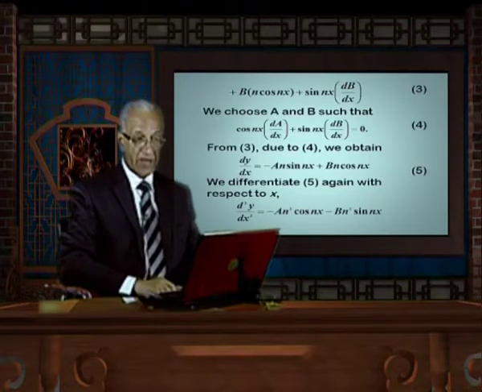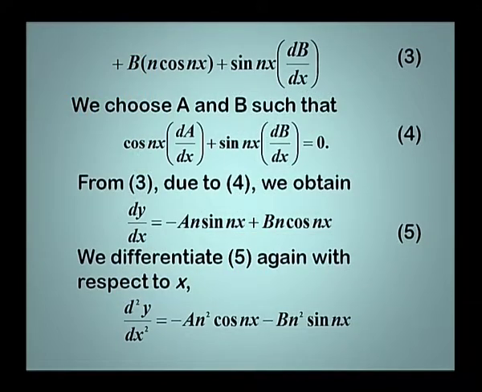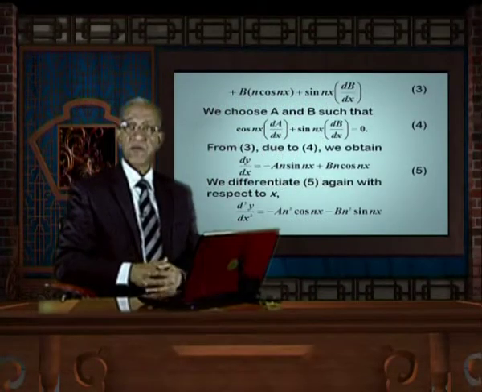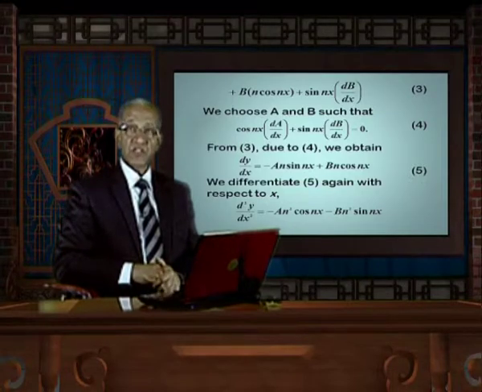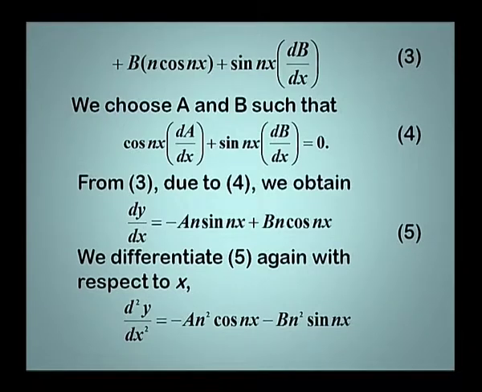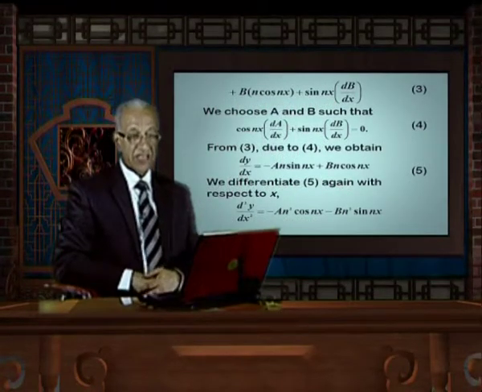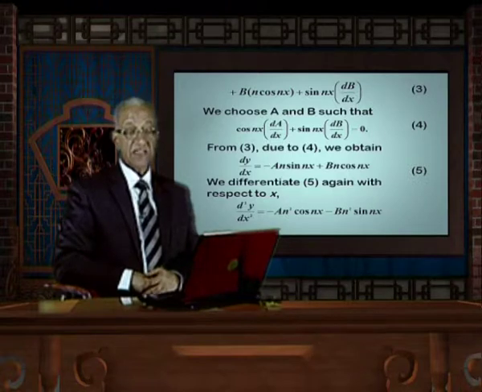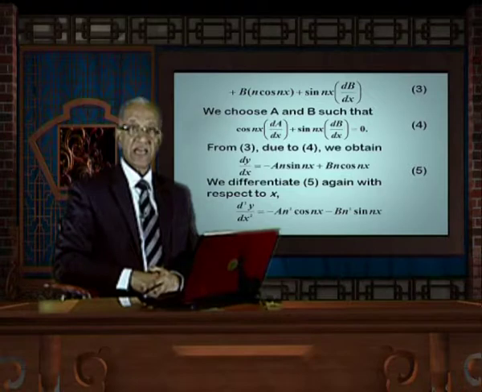Similarly, we go further and we write the equation 3 for the differentiation with respect to b now. So we have here this. The next step, equation 4, is finding a and b. That is the main problem that we have hinted earlier also in the preceding paragraphs, that a and b are to be chosen in such a way that cos nx dA dx plus sin nx dB dx should be equal to 0. Then from 3, due to the application of 4, obviously, we obtain this result: dy upon dx is equal to minus an sin nx plus bn cos nx.